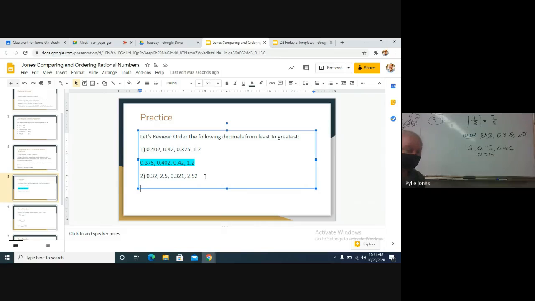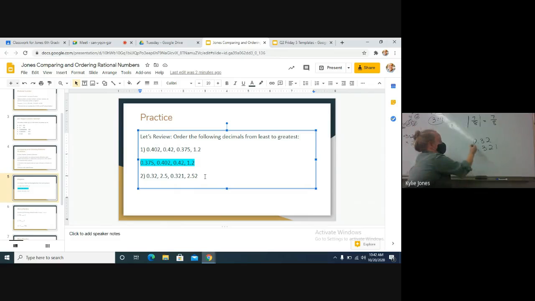All right. So this one, like Dallin said, is a little bit tougher. So let's start off by looking at the ones that we know are less, right? The 0.32 and the 0.321. Those are less than the 2.5s because the whole number is smaller, right? 0 and 2. So let's start just by looking at the 0.32 and 0.321.